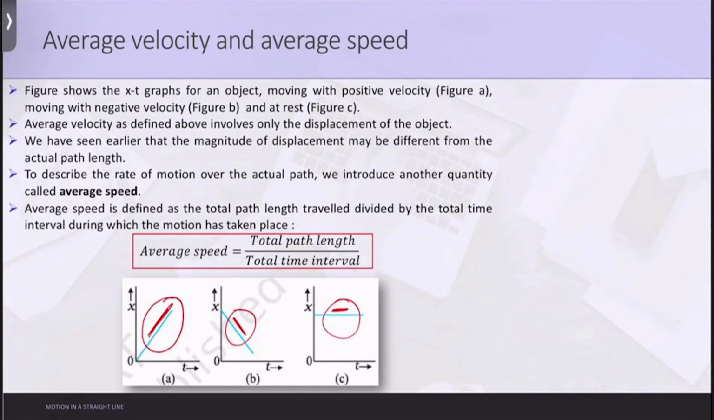Slope only tells you about the velocity, and hence that can be understood here. The next line states that average velocity as defined above involves only the displacement of the object. We have seen earlier that the magnitude of displacement may be different from the actual path length. To describe this rate of motion over the actual path, we introduce another quantity called average speed. Average speed is defined as the total path length traveled divided by the total time interval during which the motion has taken place. So average speed is equal to total path length upon total time interval.